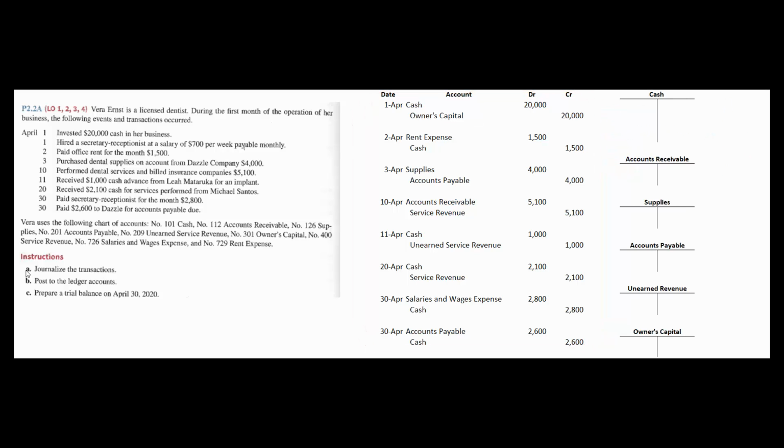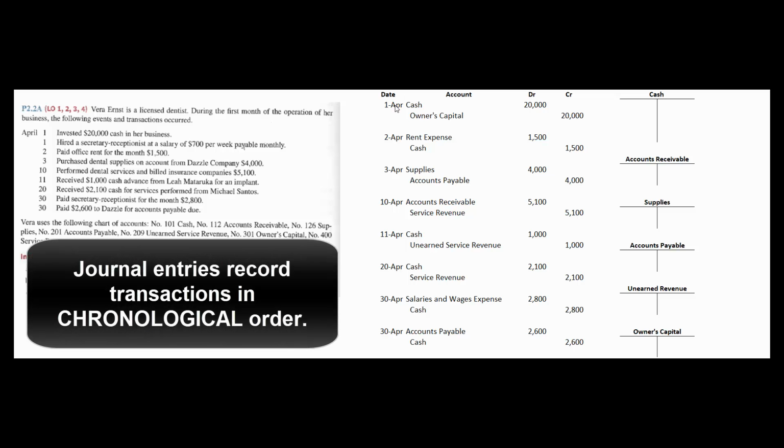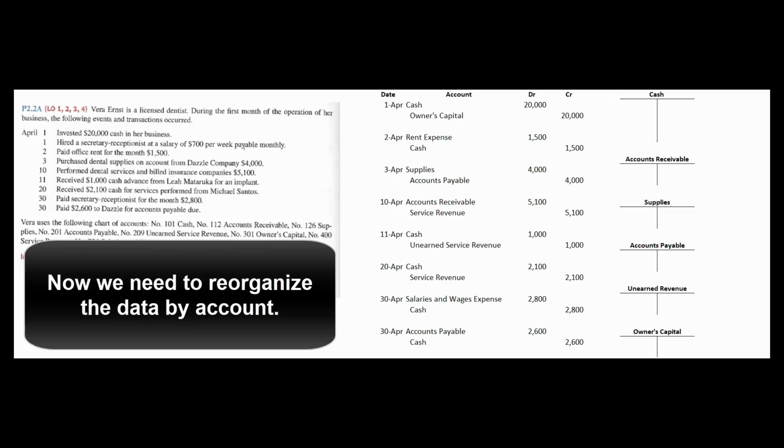Step 3 of the accounting cycle, which is part B of this problem, is to post to the general ledger. So what happens is my boss walks in and says, how much cash do we have? I don't know, boss. I haven't posted yet. This stuff is organized in chronological order. Now let's reorganize it by account. So part B and part C are very mechanical things that we have to do.